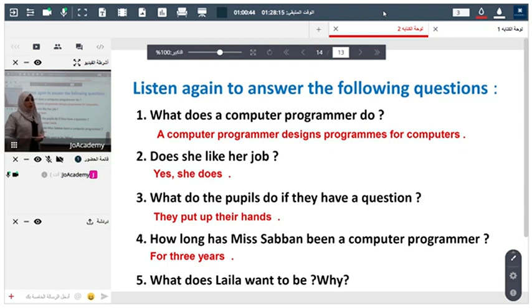Now, write the questions down in your notebook, and after that, you will listen again, okay, and read with your eyes in order to write the correct answers, okay?